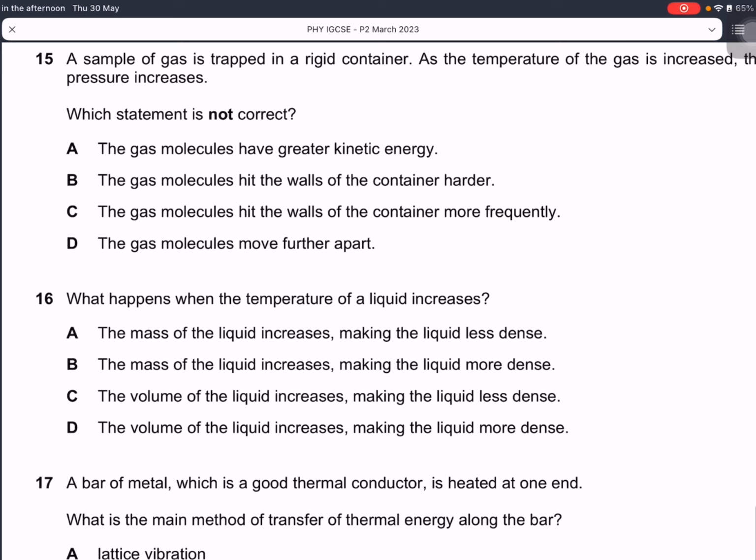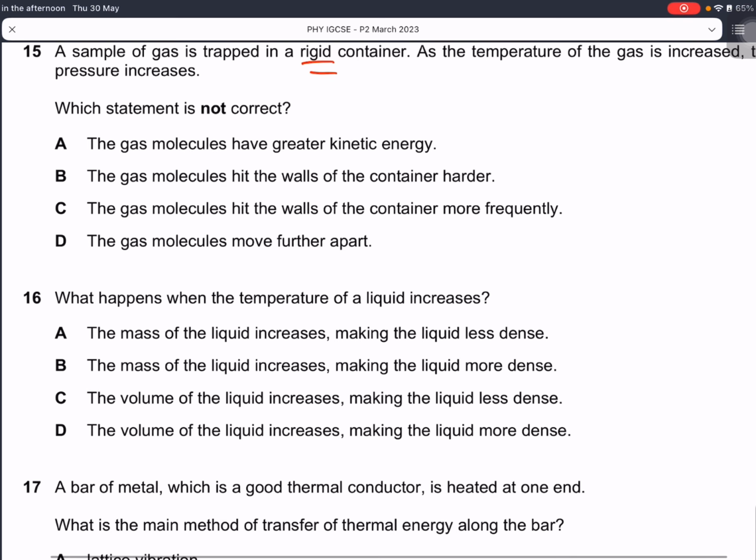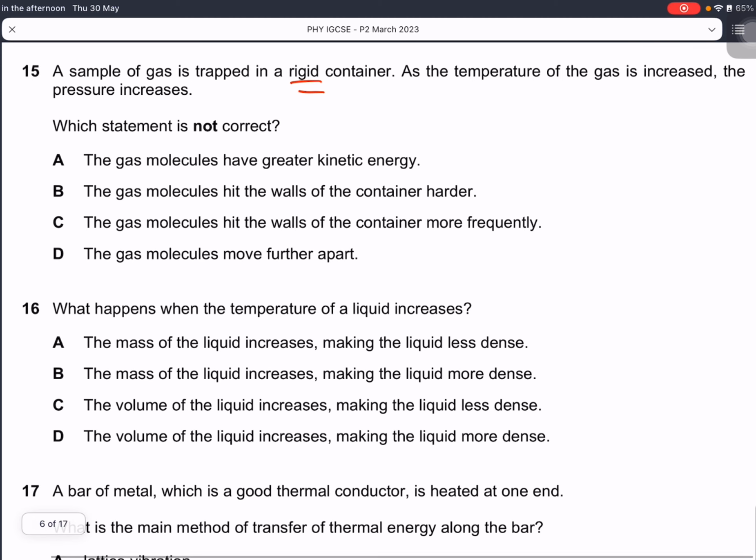All right, question 15. A sample of gas is trapped in a rigid container. As the temperature of the gas increases, the pressure increases. Which statement is correct? So we have a rigid container, let's say, yeah. Rigid means it's not changing its volume, okay? So that's why this is rigid. All right. So temperature increases, the pressure will definitely increase, yeah? So which statement is correct?